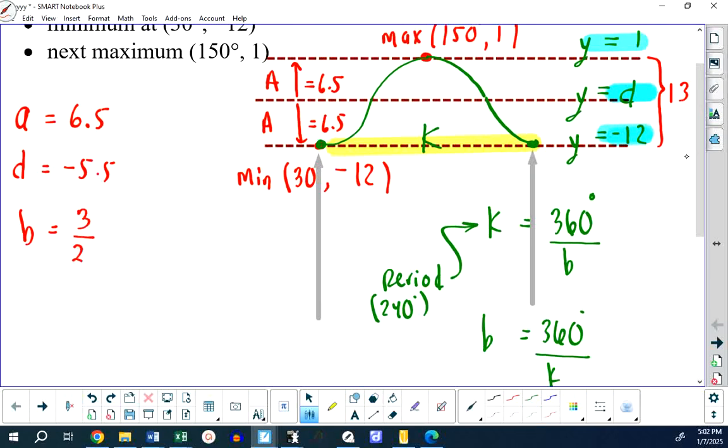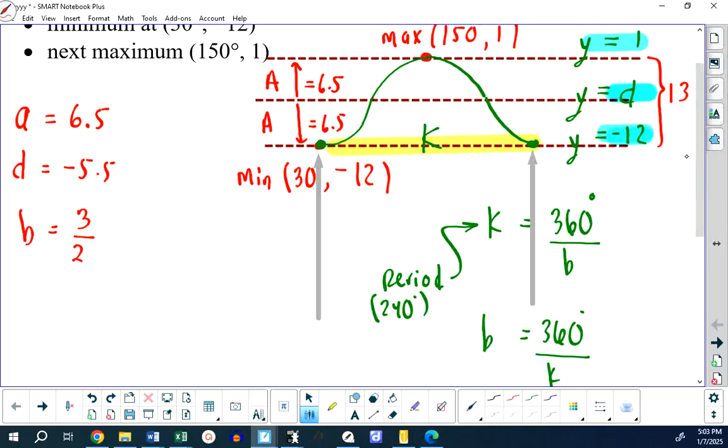What I would tell my students in my Math 30 class is that finding A, finding D, and finding B is fairly straightforward. It doesn't require too much work. You do need to know the connection between the parameters and the period, and the parameters and the amplitude and the vertical displacement. You need to know all that. And once again, you can watch a video on that I will link in the description of this video.